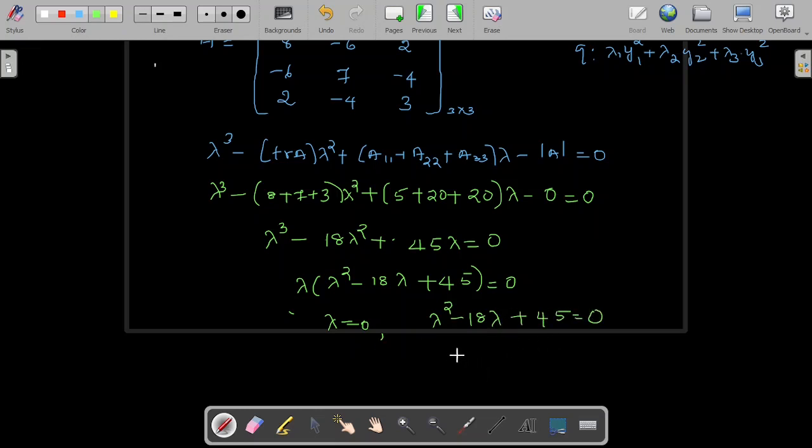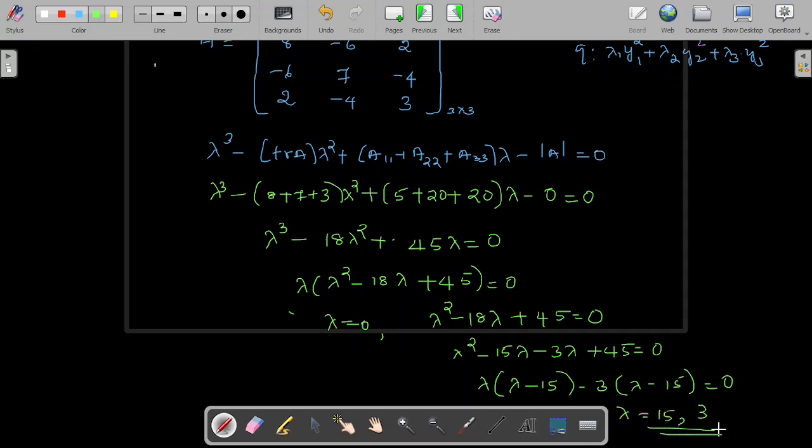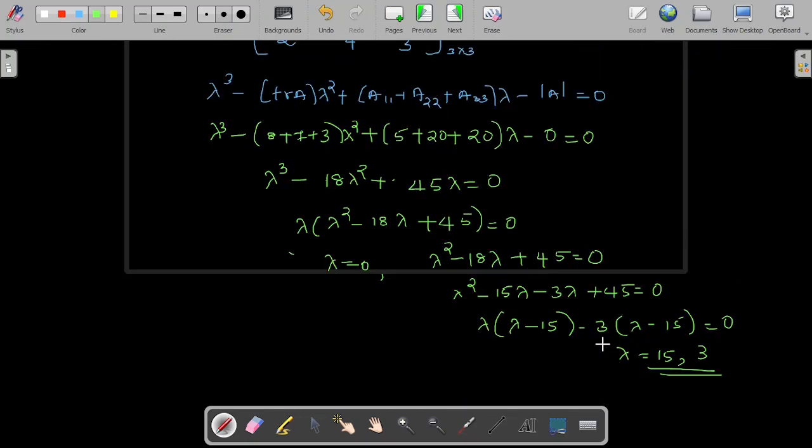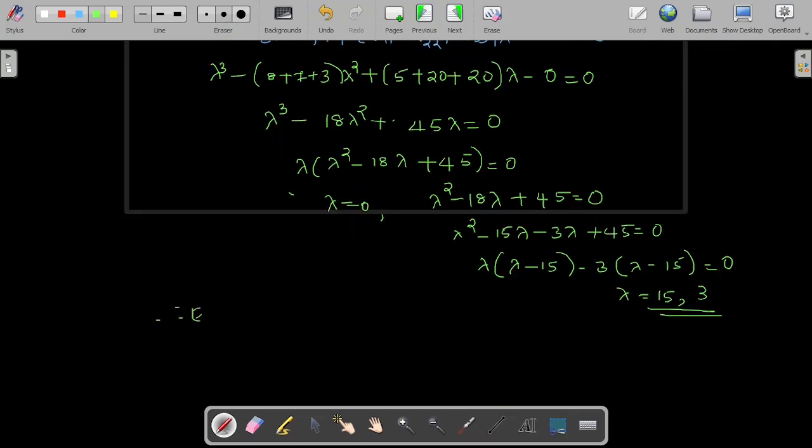Let us factorize this quadratic equation. Lambda square minus 15 lambda minus 3 lambda plus 45 equal to 0, because 15 times 3 is 45, and minus 15 minus 3 is minus 18. So lambda into lambda minus 15, minus 3 into lambda minus 15, equal to 0. That is, lambda equal to 15, 3. These are the roots of this quadratic equation. Therefore, the eigenvalues are lambda equal to 0, 3, 15.